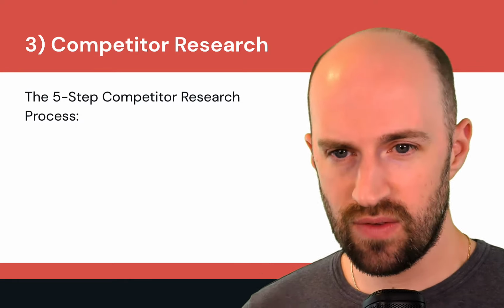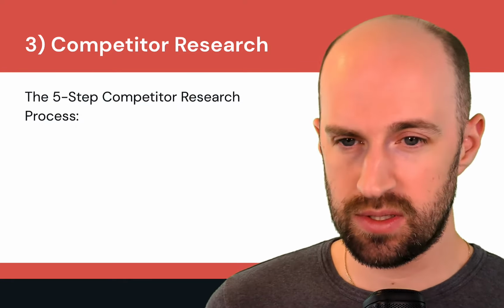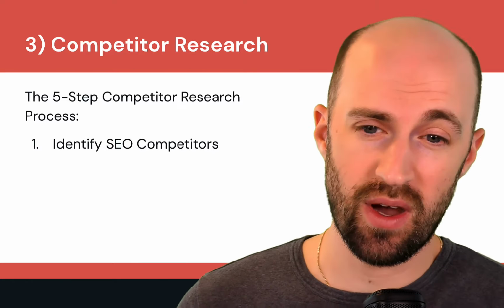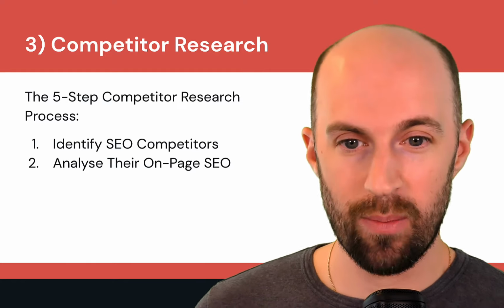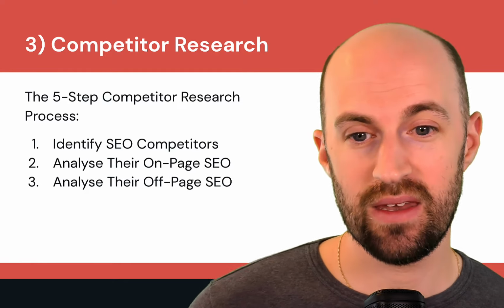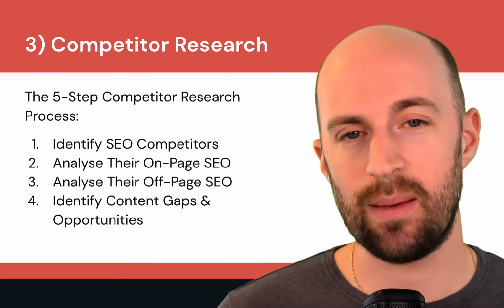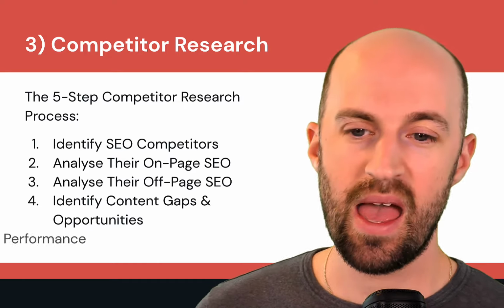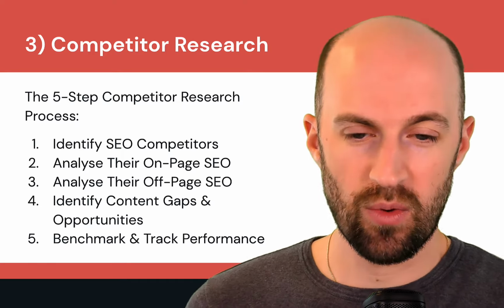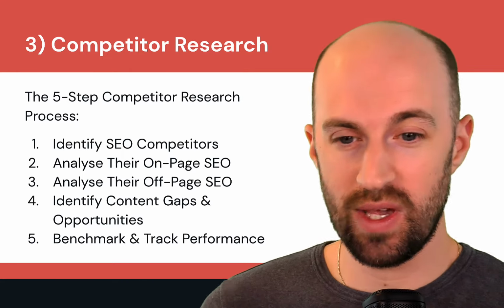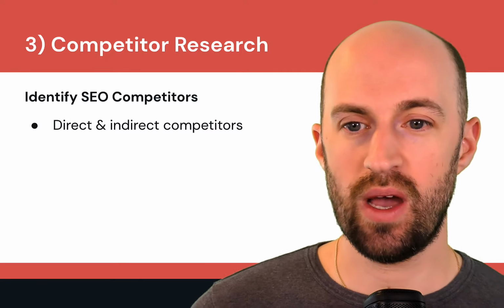So here's the 5-step competitor research process, and we'll go through each one afterwards with a few points. Firstly is to identify the SEO competitors, find them. Then it's to analyze their on-page SEO, and then analyze their off-page SEO, and then identify the content gaps and opportunities that are available, and finally benchmark and track the performance. So that will help you to see how well you're doing against them. So first step is to do identifying them.